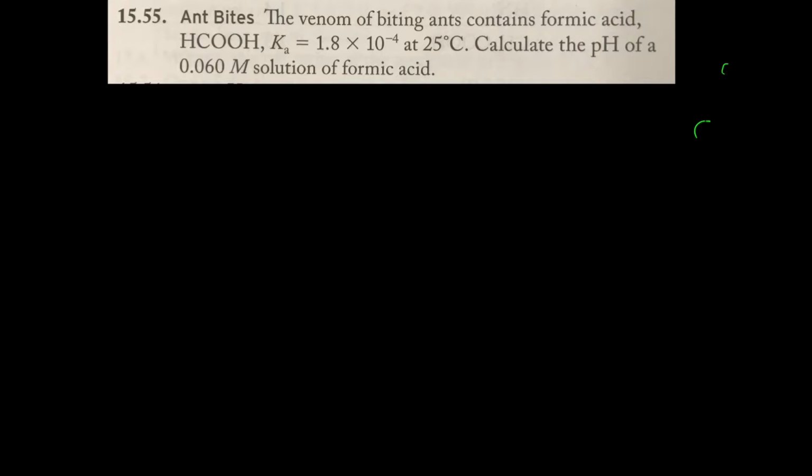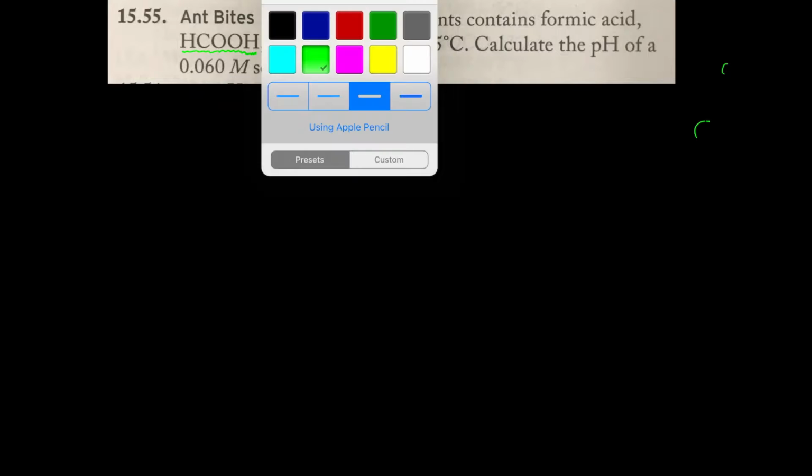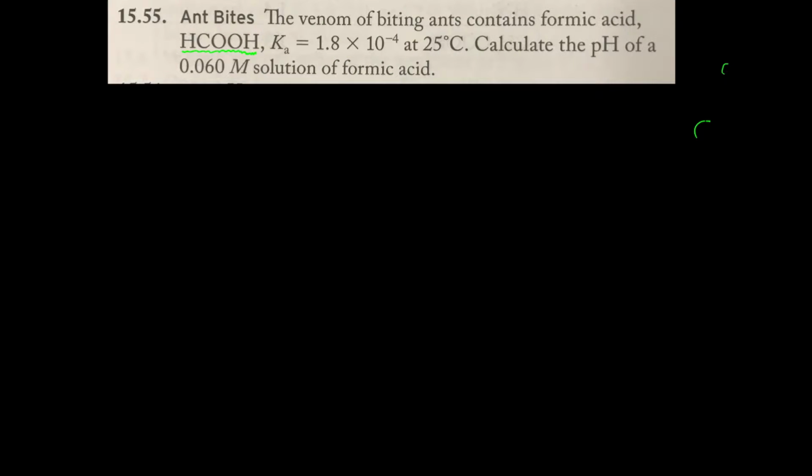In this problem, we have a weak acid, HCOOH. Now we know it's weak because it's not one of the 6 strong acids. We are given a Ka of 1.8 times 10 to the minus 4. Okay, so that's our first number. And we want to calculate the pH of this particular concentration of solution.